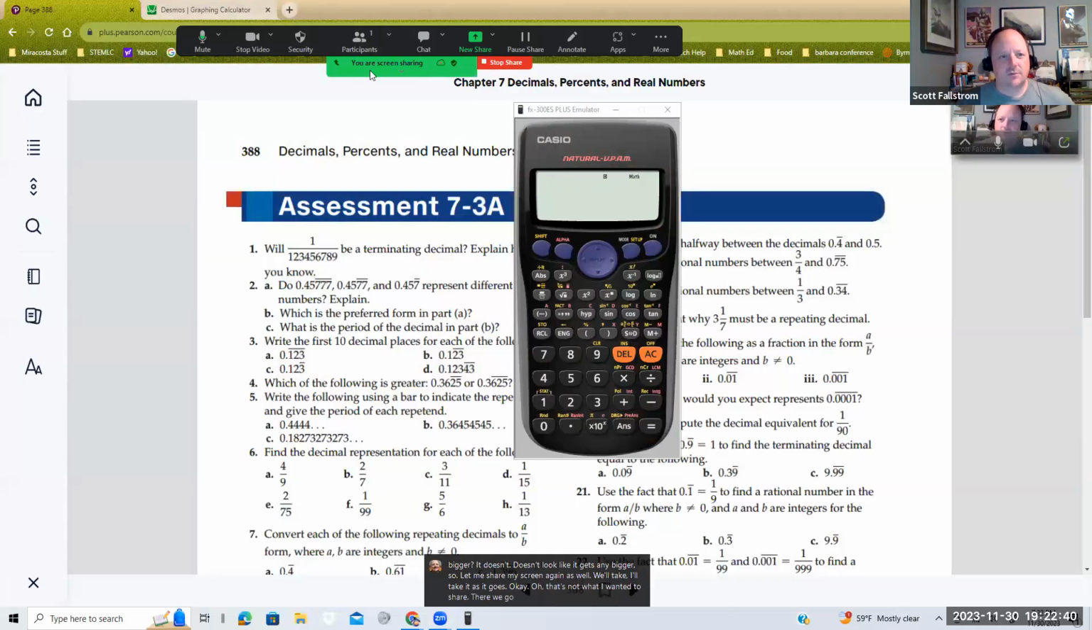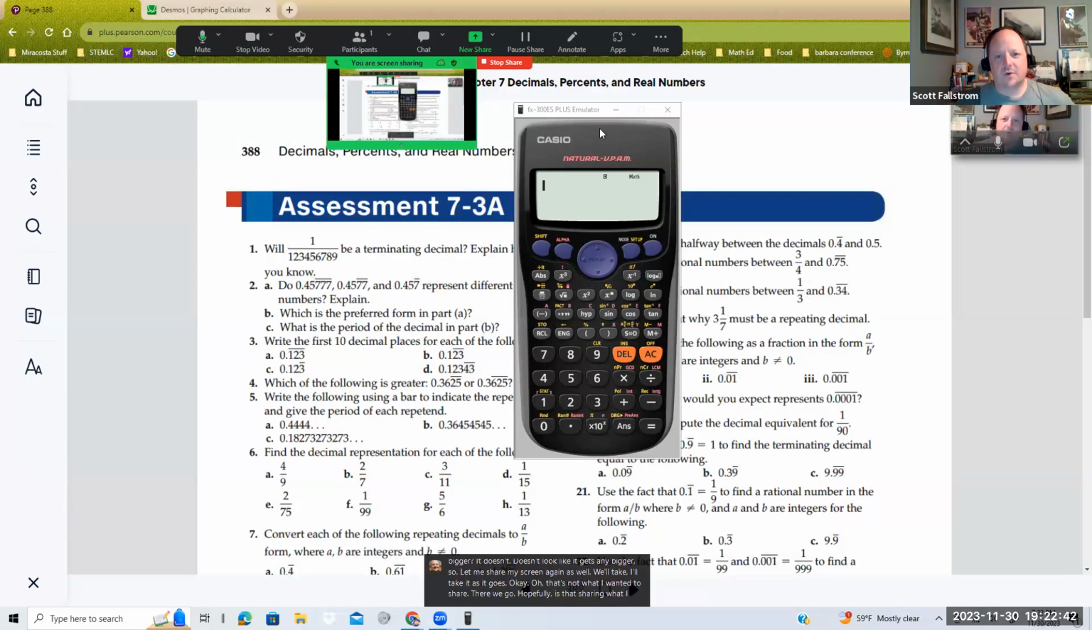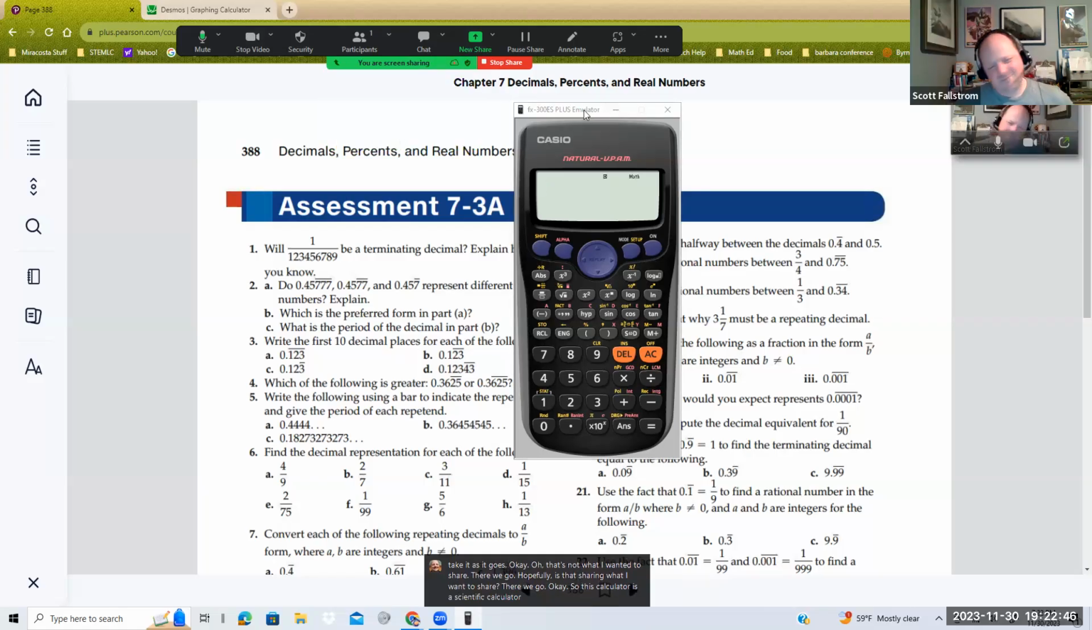Oh, whoa, that's not what I wanted to share. There we go. Hopefully, is that sharing what I want to share? Okay. So this calculator is a scientific calculator. Runs for about $8 to $12 typically. And so when you type things in, you could do 3 divided by 7. And when you write it in there, it says 3/7 because that's really what it is. So this calculator defaults to writing the fraction form.